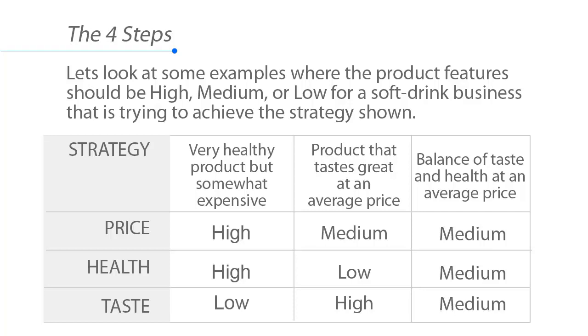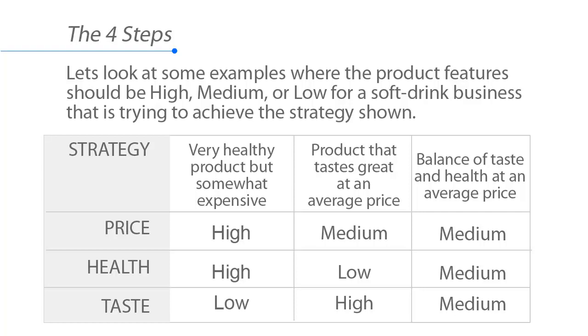Second example, a product that tastes great at an average price. Well, price is average, which means medium. Health is not mentioned in the strategy, so that would be low. And taste is the core of the strategy. Tastes great, so that has to be high.